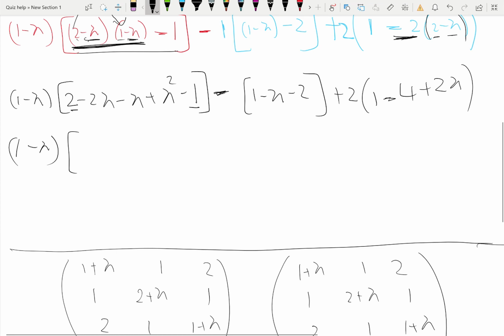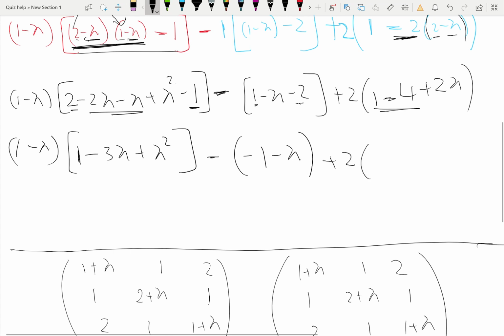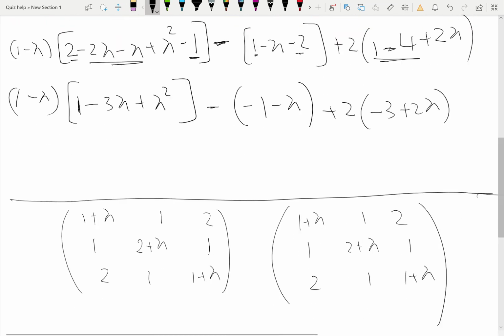So here 2 minus 1 is 1. Here negative 3 lambda plus lambda square, okay, minus here 1 minus 2 is negative 1 minus lambda. Here plus 2 times 1 minus 4 is negative 3 plus 2 lambda. Alright, now we can multiply all the parentheses.